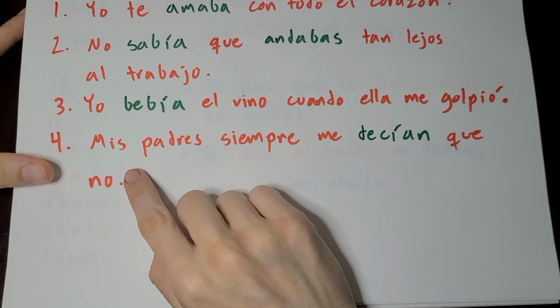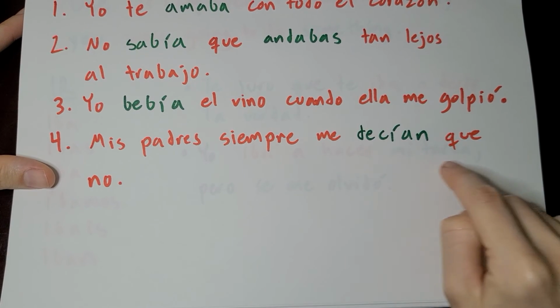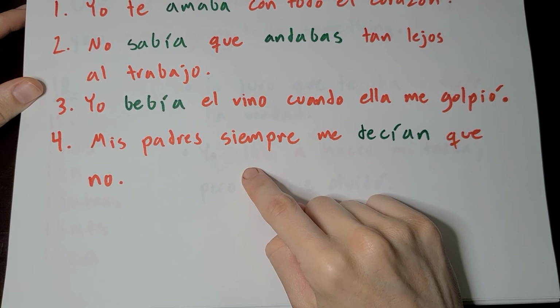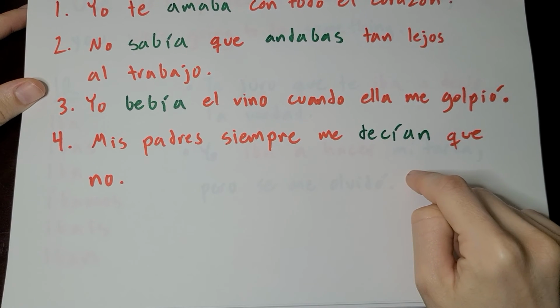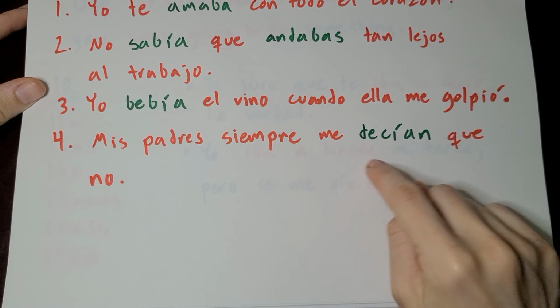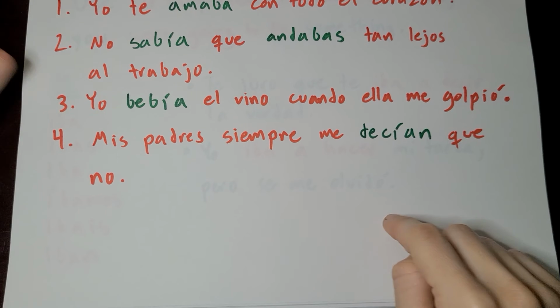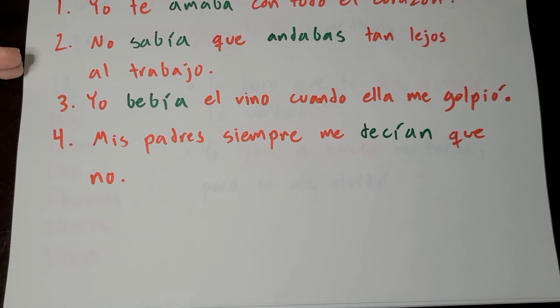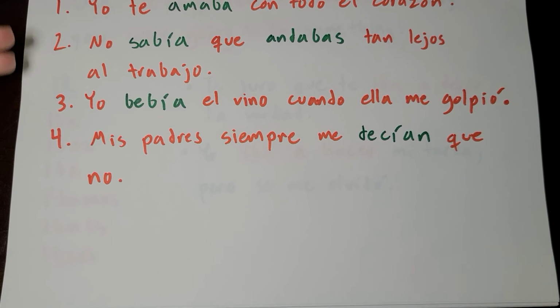So 4. Mis padres siempre me decían que no. Mis padres, that's my parents. Siempre, always. Me decían, told me. Decir means to tell. Me decían, they used to tell me que no. That means no. Like in English, when you tell somebody no, you don't have to say that. You don't say, like, she told me yes, she told me no.